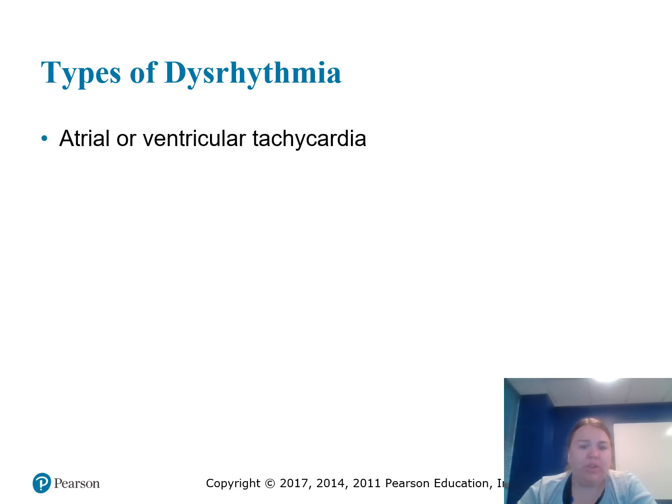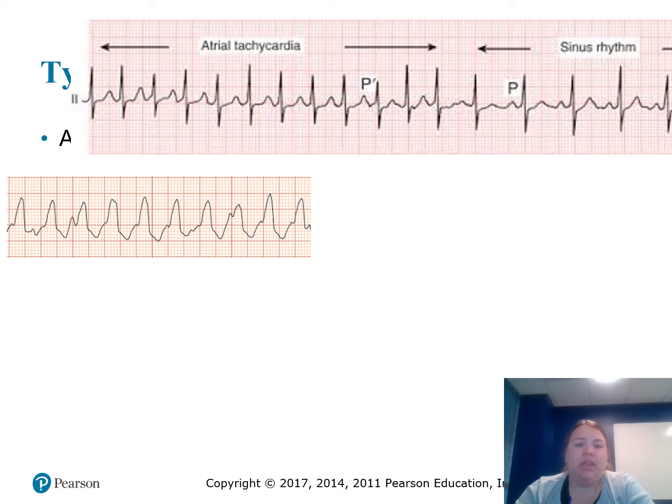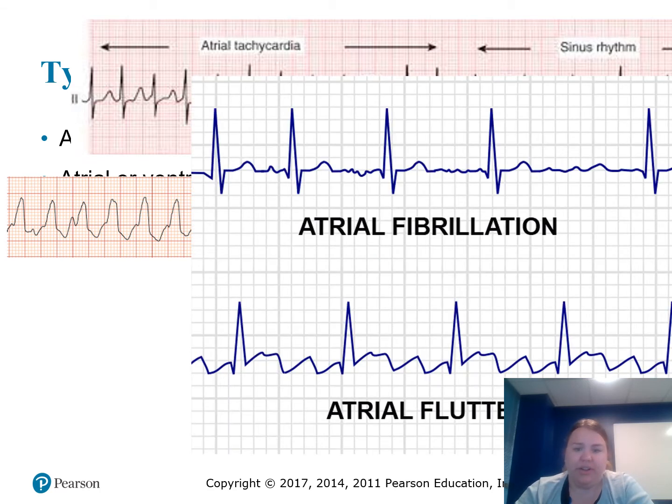Now the different types of dysrhythmias. The first one I'll show you is atrial or ventricular tachycardia. On the left-hand side, that is an atrial tachycardia. I just want you to look at it and see the difference. It's going very fast, whereas this is sinus rhythm, which is our normal sinus. The next one is ventricular tachycardia. Then this is ventricular flutter. Then we have our atrial flutter here.